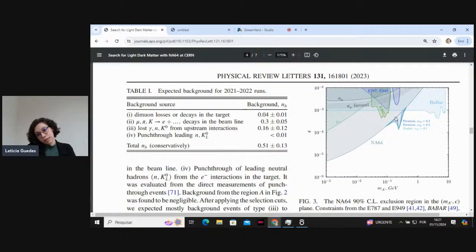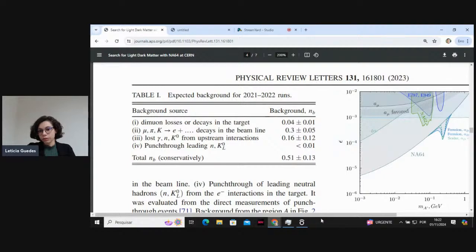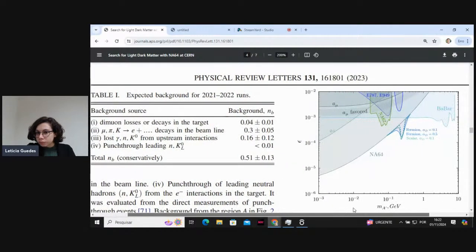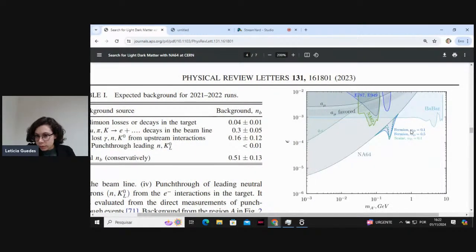These are excluded areas. And this peak right here depends on whether it is a fermion or scalar, and on this coupling. This alpha is the dark coupling between the dark photon and the dark matter. The peak is because of the resonant process that can occur. So it's roughly 0.1 GeV, which is more or less the mass of the muon.